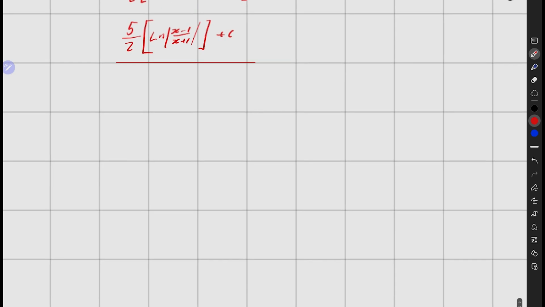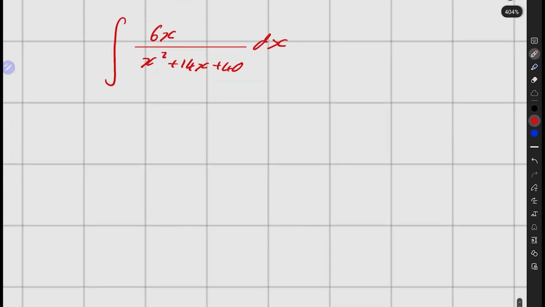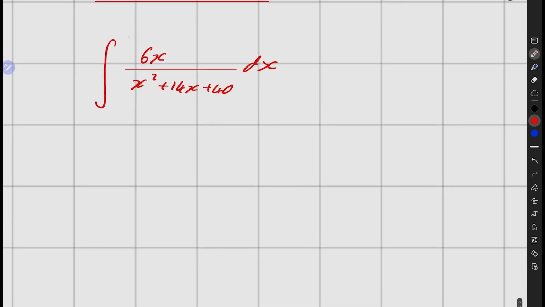Okay, let's wrap the video up and let's do one more problem. So let's say you were presented with this, you were asked to integrate this. Let's say you had 6x divided by x squared plus 14x plus 40, dx, and that's all divided by this. And let's add in some limits as well. Say we're integrating with limits 5 and 1.